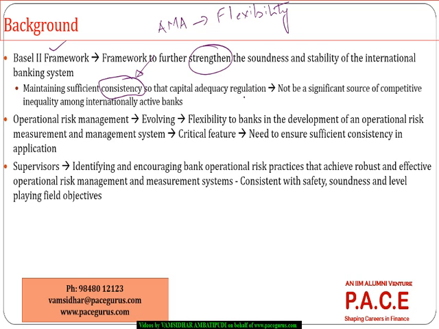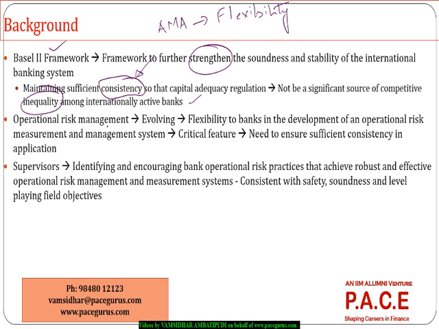So that the capital adequacy regulation that is being put up can't be a source of inequality, right? I should be able to compare between the companies quite comfortably. Only then, as a regulator, can the consistency come up.